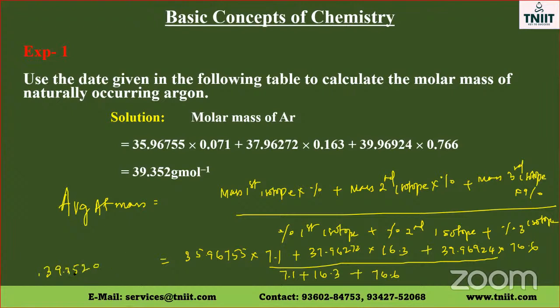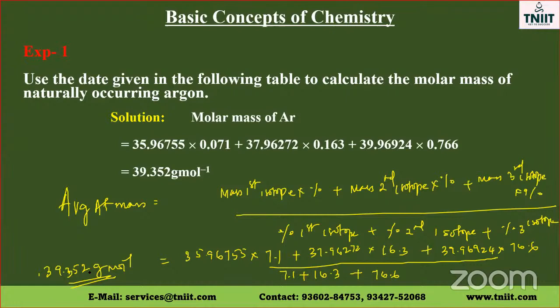So on calculation, on simplification, we will get the answer to be 39.352 gram per mole. So the average atomic mass of argon is 39.352. The denominator, the total percentage, becomes 100. So when you simplify, the answer we get is 39.352 gram per mole.